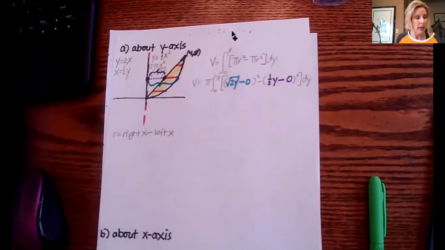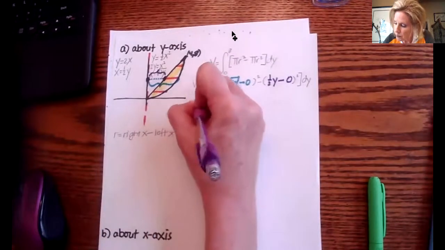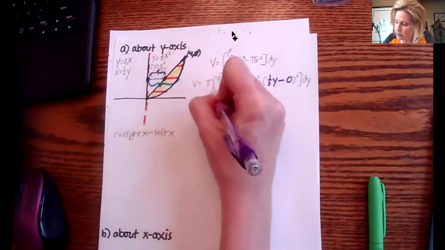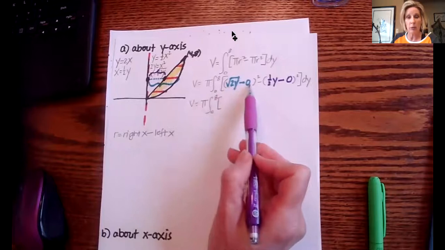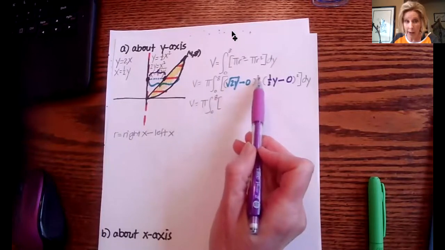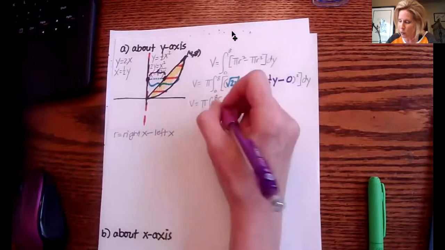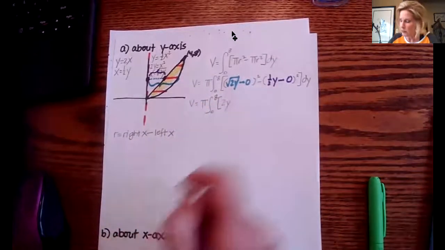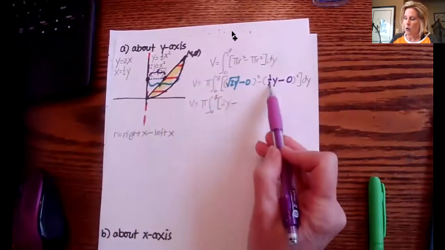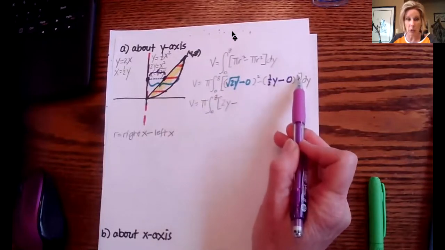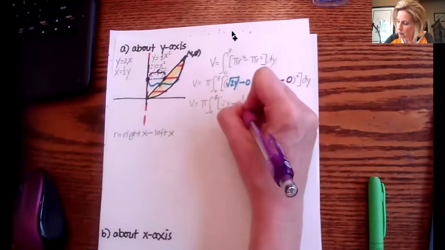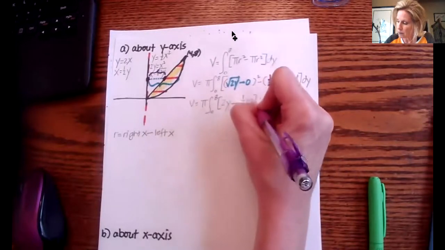So now, if I want to actually work it out, I'm not going to work out all these, but we'll work out this one. I've got pi from 0 to 8. Now, square root of 2y minus 0 is the square root of 2y. Square the square root of 2y and you just get 2y. Cool. Minus 1/2 y minus 0 is just 1/2 y. Square the 1/2 y and you get 1/4 y squared, dy.